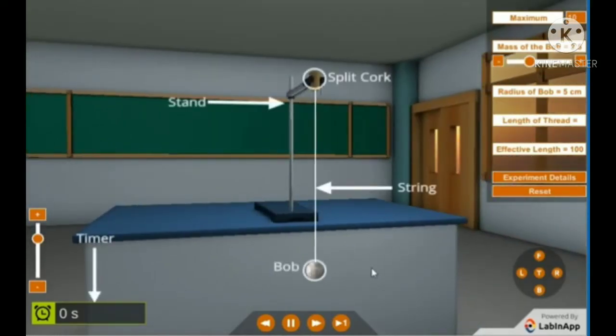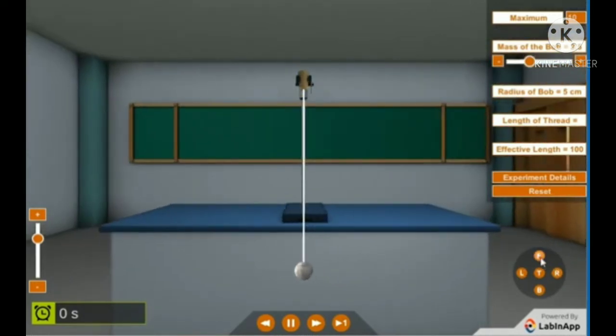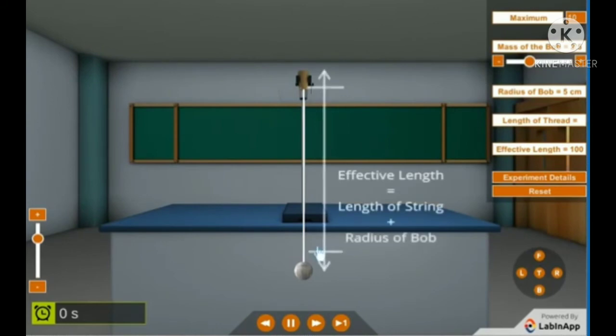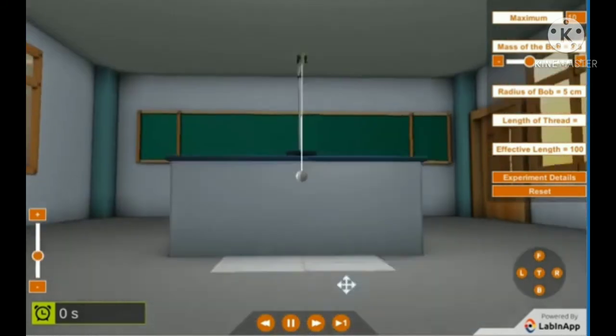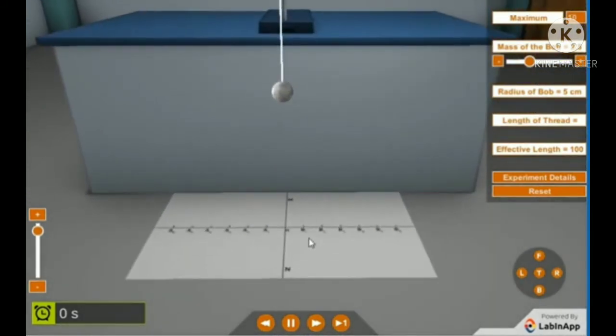The setup for this experiment is as shown. Draw two lines on the surface, one parallel to the edge of the table, AB, and the other perpendicular to it, MN, such that the two intersect at the point O.